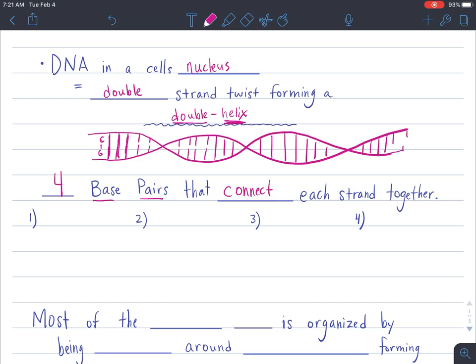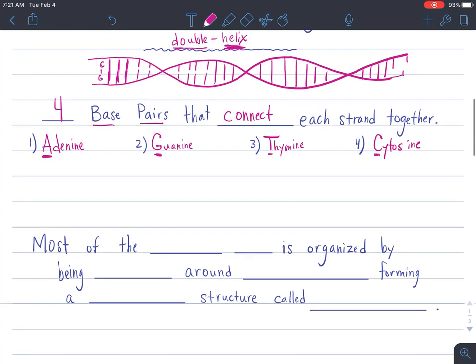They find each other. And so these 4 different bases are adenine, which we just use abbreviation A. We have guanine, which we just use the abbreviation G. Thymine, we use the abbreviation T. And finally, cytosine, which we use the abbreviation C.